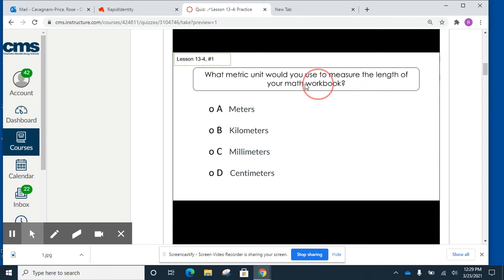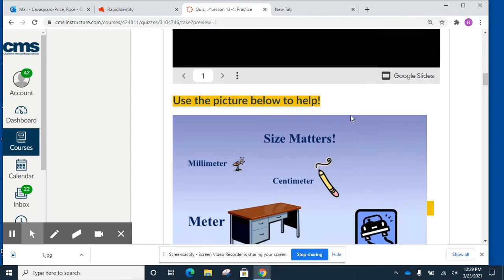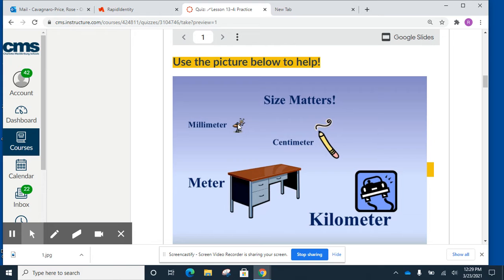So think about your math workbook. Well, it's going to be bigger than an ant, right? It's going to be smaller than a desk. It's going to be smaller than the distance I would drive back to New York. So think about what that leaves you with.